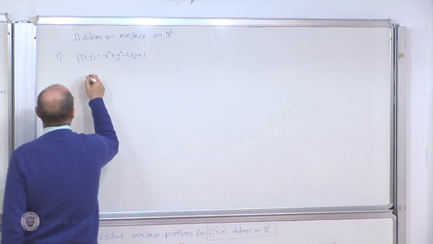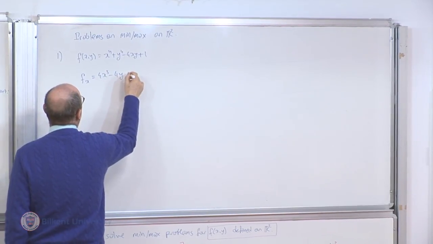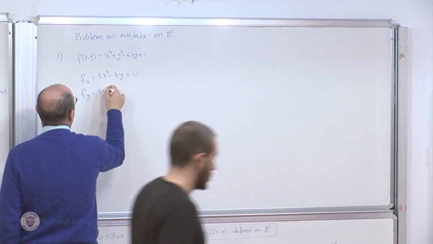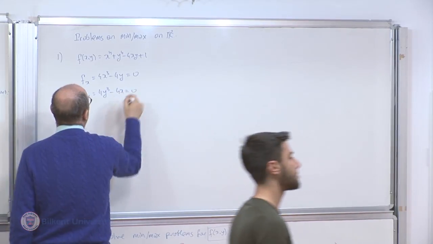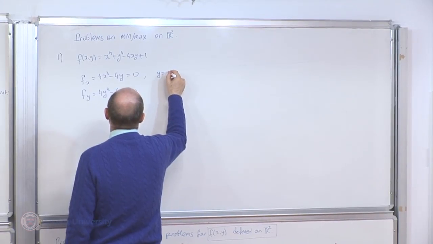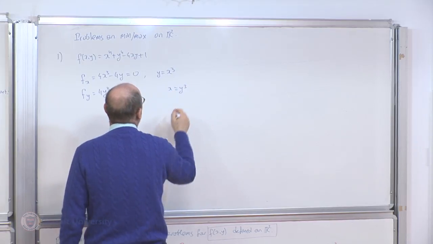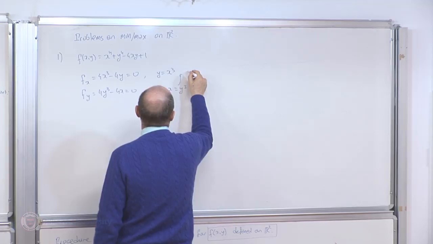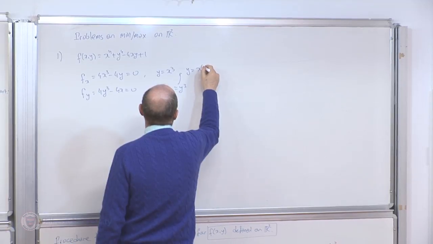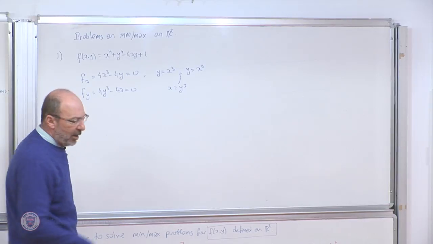So we start with the derivative of this. Fx equals 4x cubed minus 4y equals 0. Fy equals 4y cubed minus 4x equals 0. From here we see that y is equal to x cubed, and from here we see that x is equal to y cubed. Putting this in here, we see that y is equal to x to the 9.